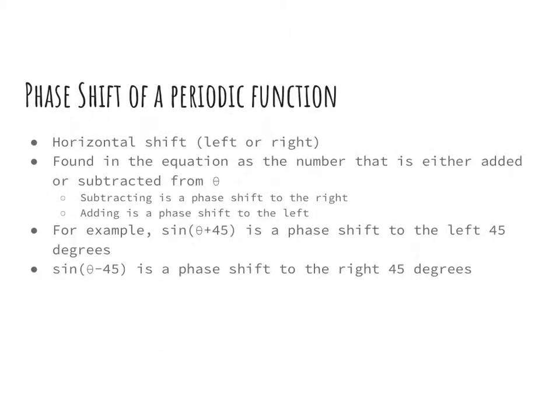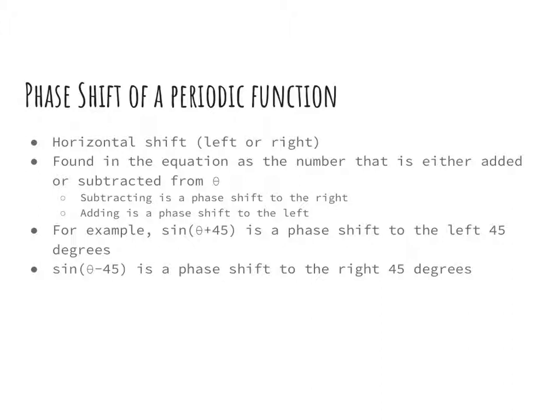First thing we're going to talk about is a phase shift of a periodic function. That is a horizontal shift, so we're going to move either left or right. To find that in the equation, that's the number that is either being added or subtracted directly from theta. So if we're going to subtract from theta, it's going to be a phase shift to the right. Adding to theta is a phase shift to the left.